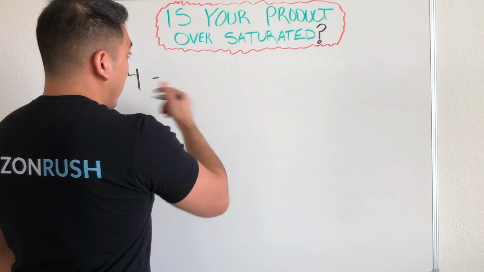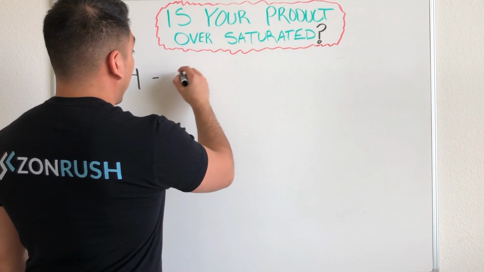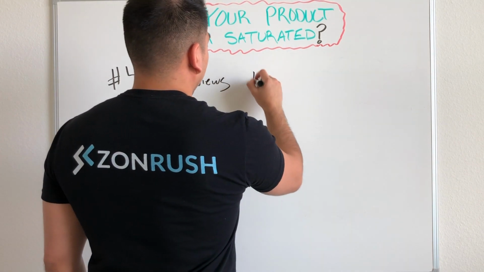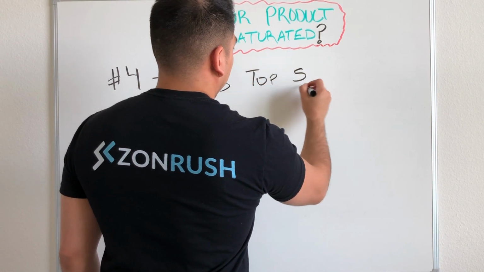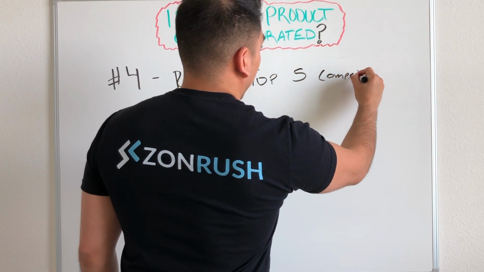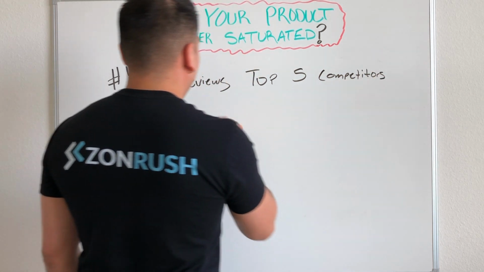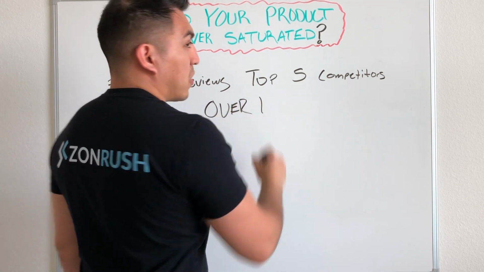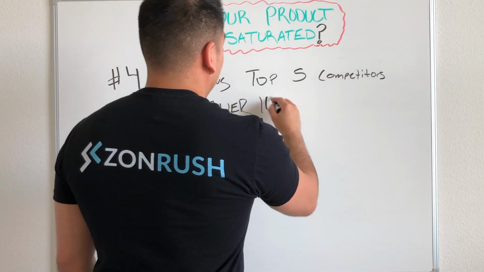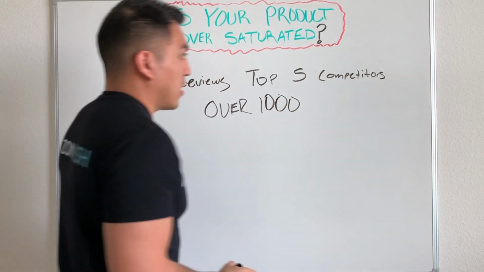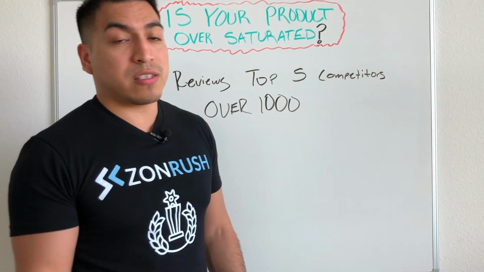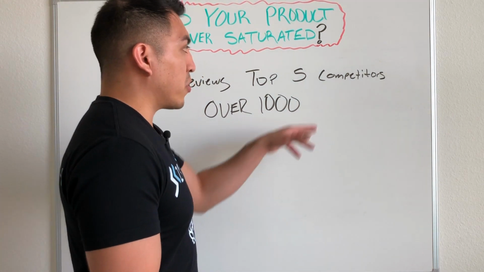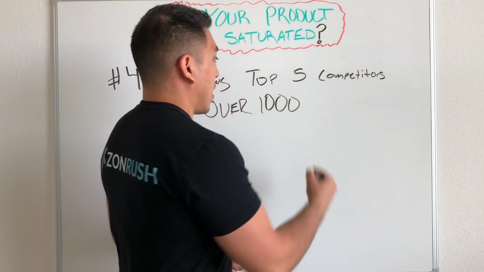And if your competitors are in the thousands of reviews, so reviews, top 5 competitors, they have over 1,000 reviews, it's going to be extremely hard for you to muscle your way to the top. Okay, I'm not saying it's impossible. If you have a better product, a superior product at a superior price and you're willing to shell out the money to do it, maybe you could squeeze in with competitors that have over 1,000 reviews.